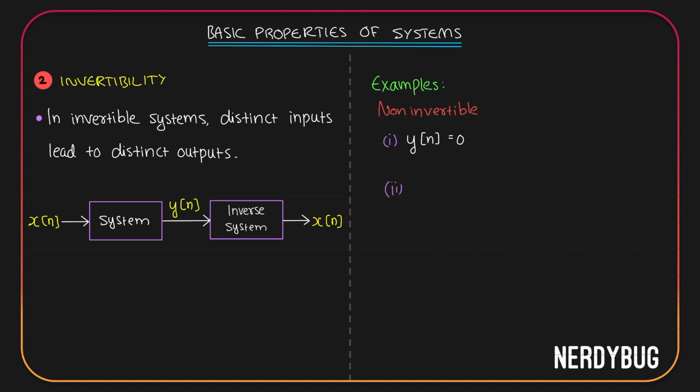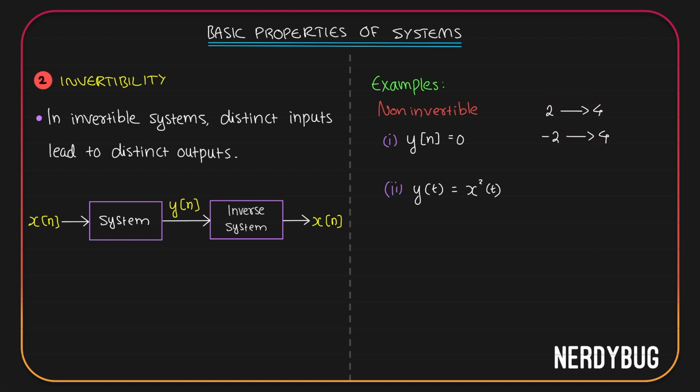Let's take another example. The system is defined by y of t is equal to square of x of t. We have the same problem here also. If I give 2 as the input, I will get 4. If I give minus 2 as the input, still I'll get 4. So looking at the 4, which is the output, I cannot tell where it came from. Did it come from input 2 or did it come from minus 2?